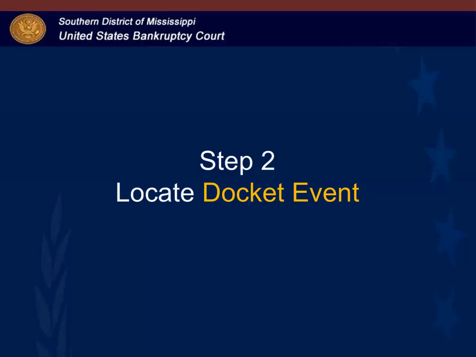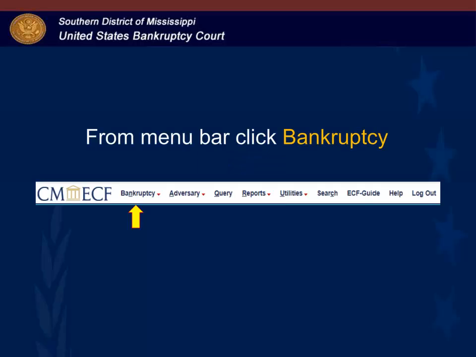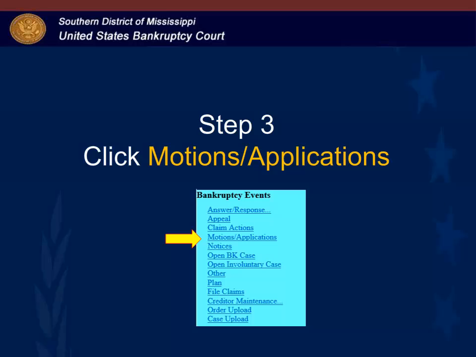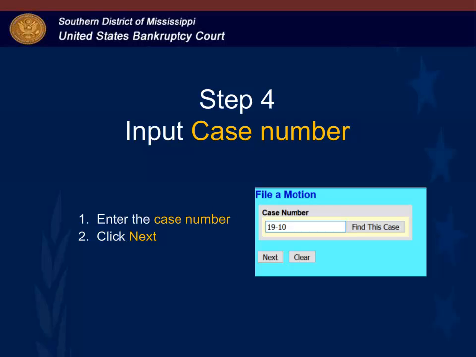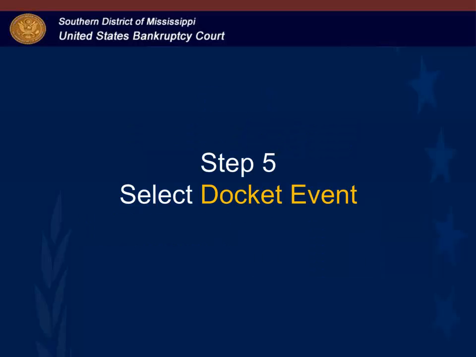The next step is to locate the filing event for your particular motion. On the Filing menu, select Bankruptcy, Motions and Applications, enter the case number and click Next. Then locate and select the filing event for your motion.